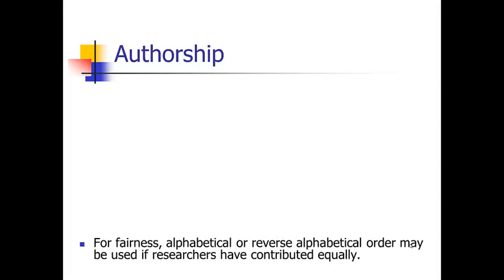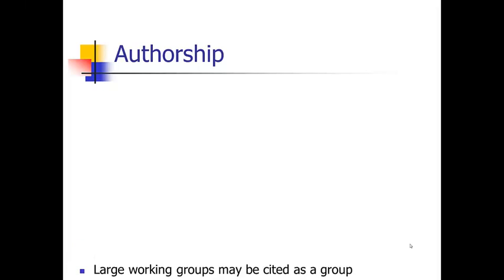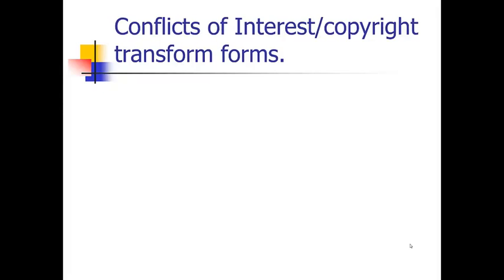So for fairness, how do you order those people who come in between? You could consider alphabetical order or even reverse alphabetical order. I was involved in a series of studies in which we had a number of people who were very central to running the study, a number of principal investigators at different sites. They were on a series of papers that came out of those studies. On the first paper, we put them in alphabetical order. On the second paper, we put them in reverse alphabetical order for fairness. And sometimes you get these large working groups now with lots and lots of people, international collaborations. Those large working groups can be cited as a group because they may have hundreds of authors.